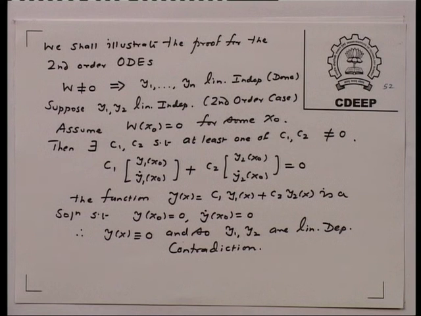But then look at the function y of x equal to C1 y1 plus C2 y2. That is also a solution of the ODE. And what happens at x naught? It is 0. And what happens to the derivative? That is also 0. Finished. By the energy theorem, y of x is identically 0 and so y1 and y2 are linearly dependent, a contradiction. So now you are beginning to see the importance of the energy theorem.